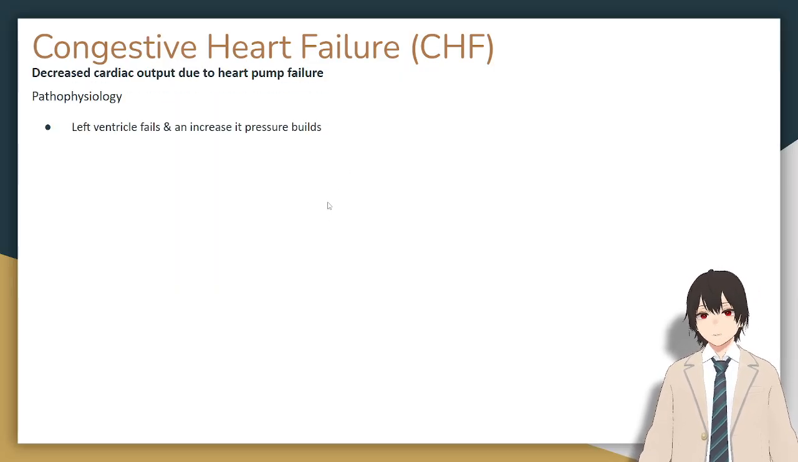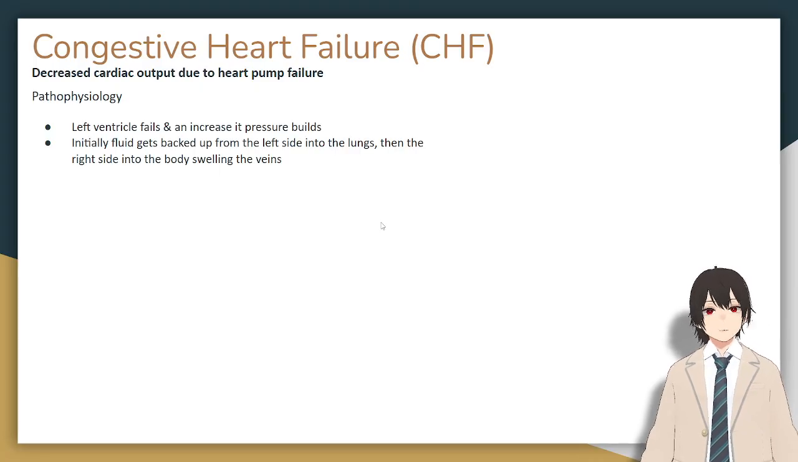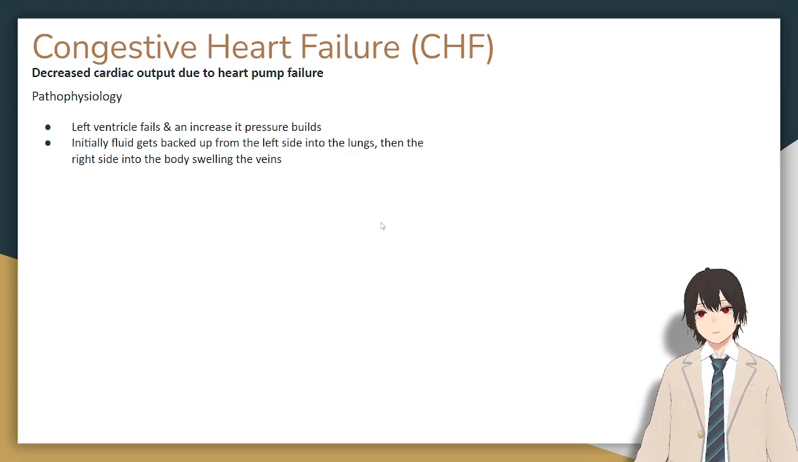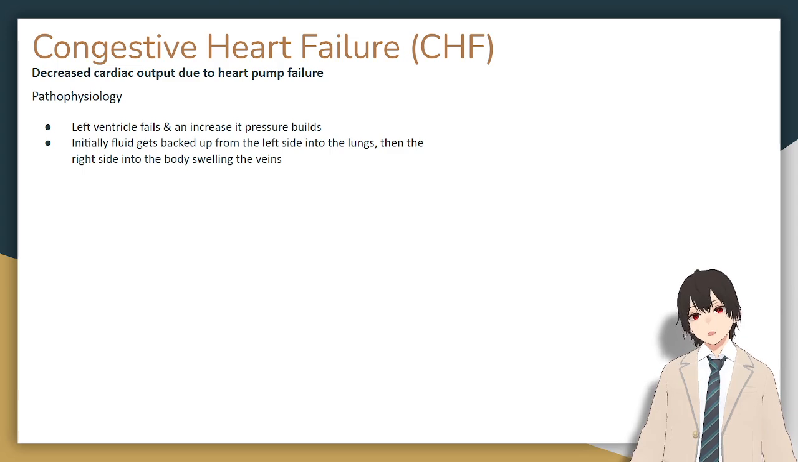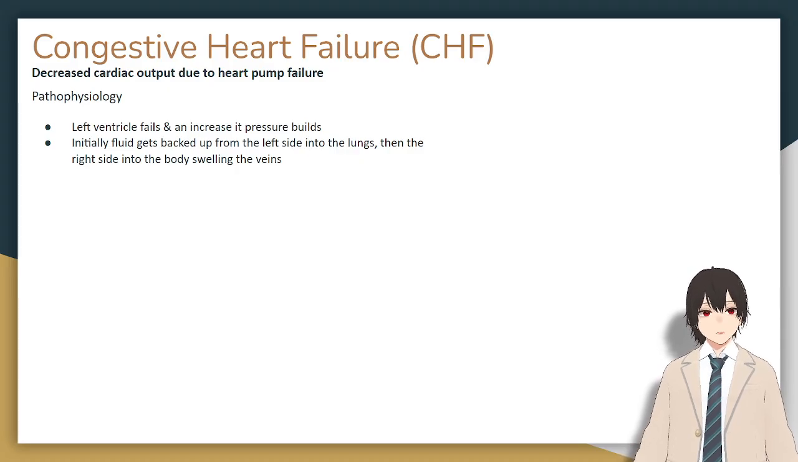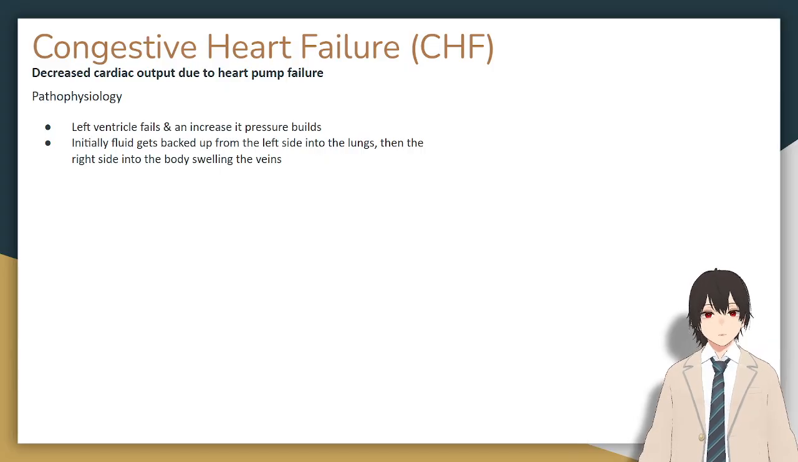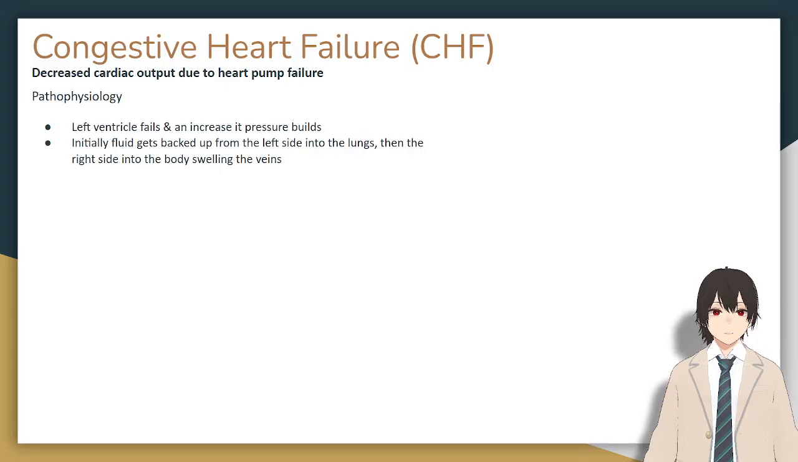So the pathophysiology of CHF is that the left ventricle fails and there's an increase in the pressure, right? And the fluid basically backtracks from the left side into the lungs and then into the right side of the body, causing swelling in the veins, okay? If you remember from one of my earlier videos where I talked about the pathway of the blood going through the heart, right? How it goes from the right atrium to the right ventricle to the lungs to the left atrium to the left ventricle, right? You basically just have to do all those things in reverse. And that's how you understand symptoms of left-sided versus right-sided heart failure, okay?